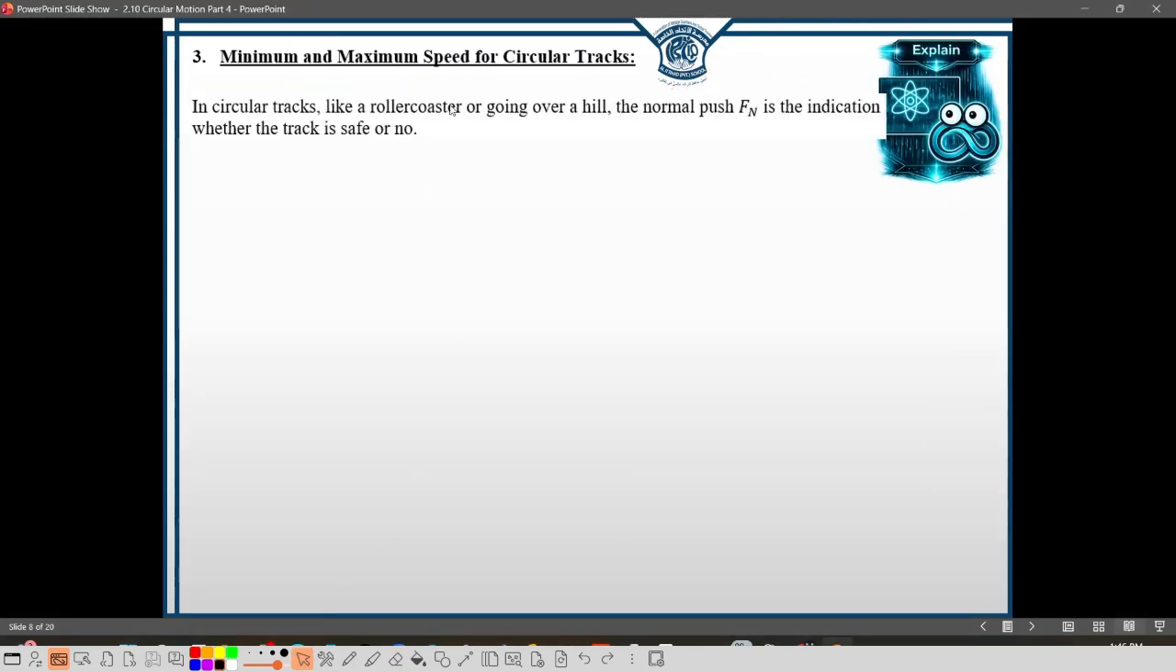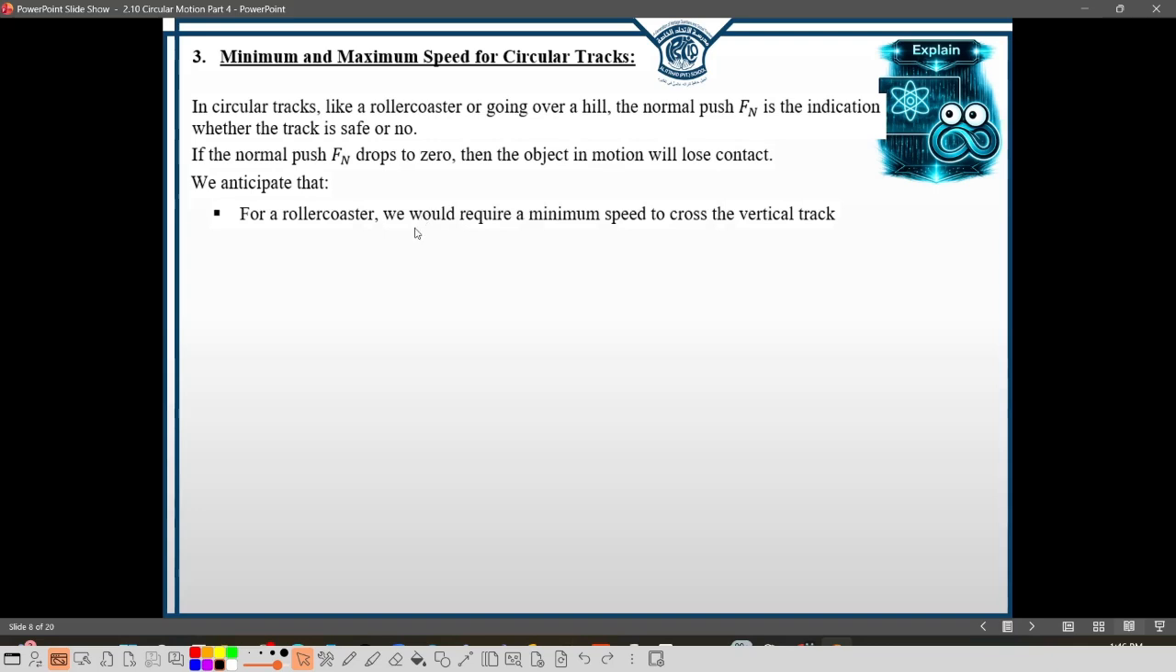The minimum and maximum speed on circular tracks. In circular tracks, like a roller coaster going over a hill, the normal push Fn is the indication of whether the track is safe or not. If the normal push drops to zero, then the object in motion will lose contact. We anticipate that for a roller coaster, we would require a minimum speed to cross the vertical track, and for the hill, there is a maximum speed that should not be exceeded.